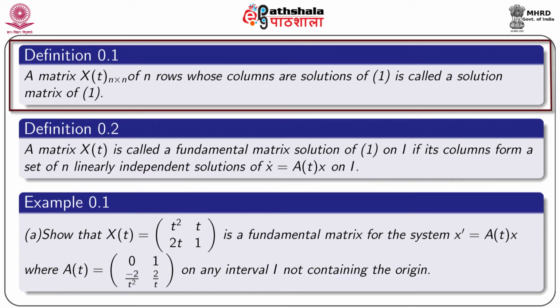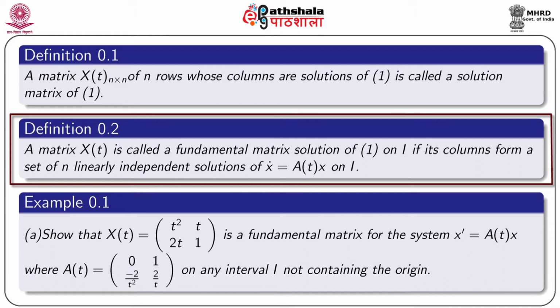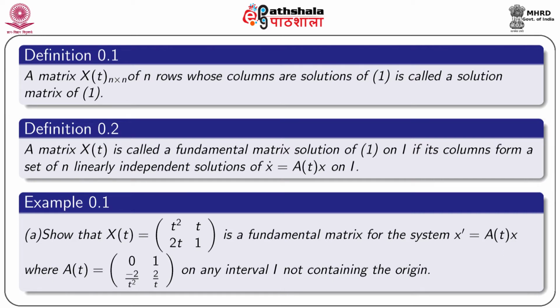We define a matrix of n rows whose columns are solutions of 1 as a solution matrix of 1, and the matrix X(t) is called the fundamental matrix solution of 1 on the interval I if its columns form a set of n linearly independent solutions of x dot equal to A(t) x on I. To have more clarity on these definitions, let us take an example.